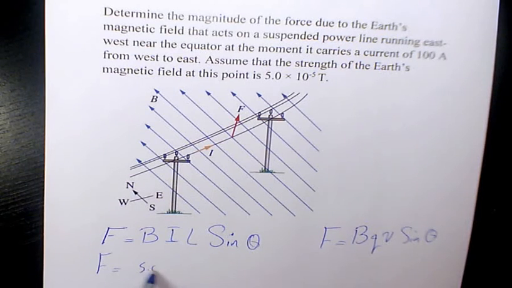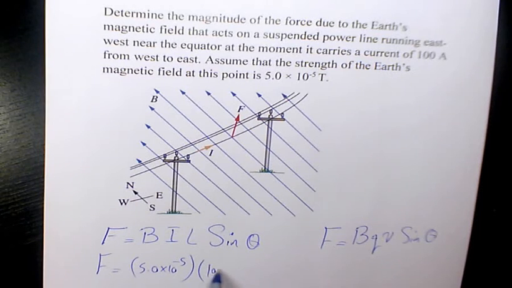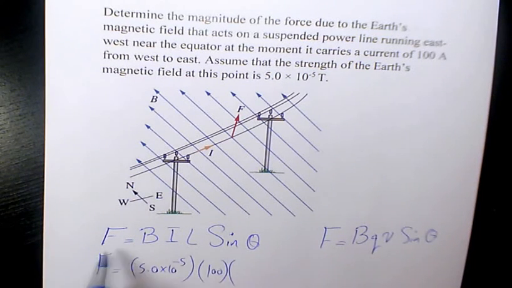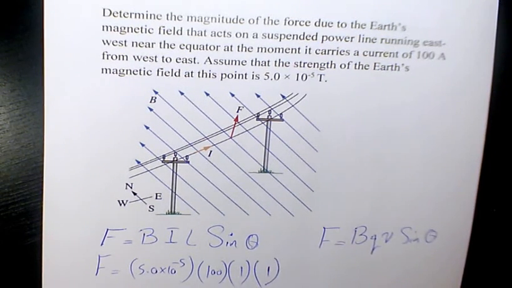B is 5.0 times 10 to the power of negative 5. I is electric current, which is 100. L, since it's for each meter, is going to be 1. And theta is 90 degrees, so sine theta is going to be 1.